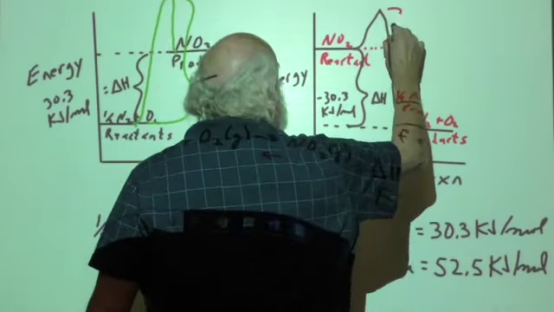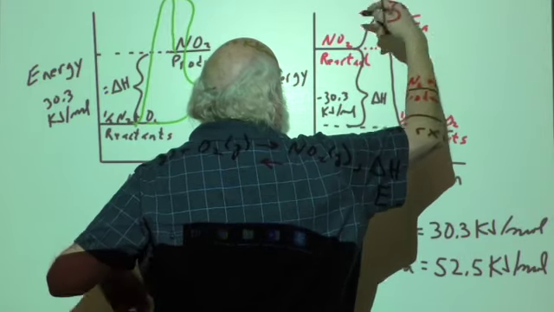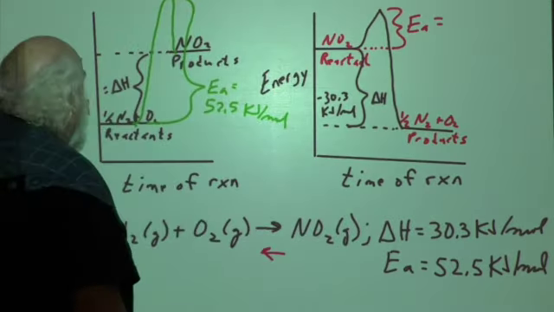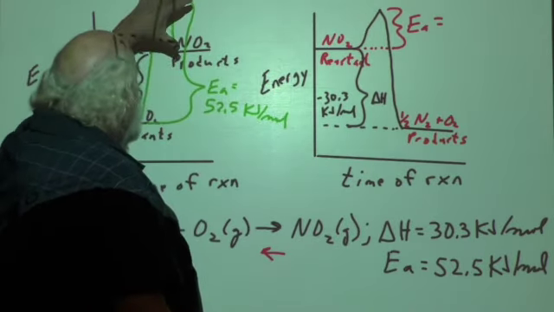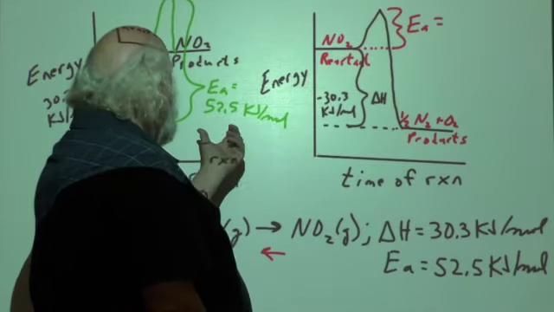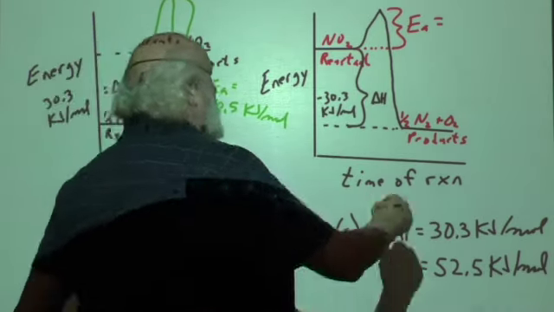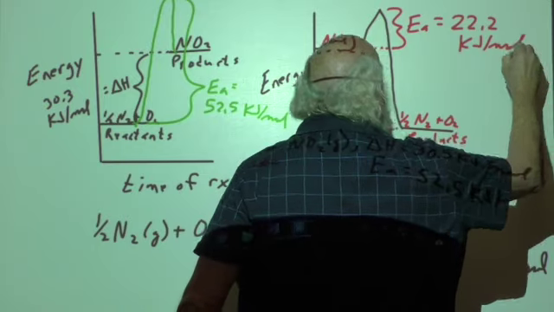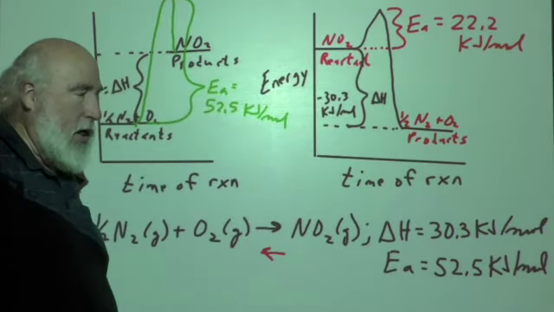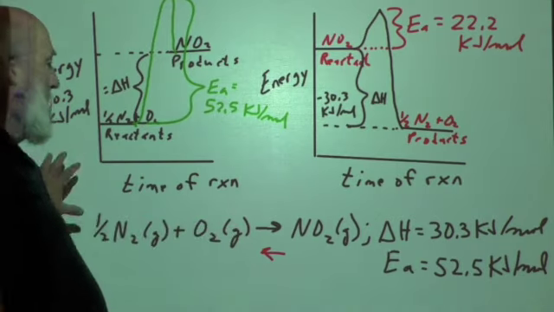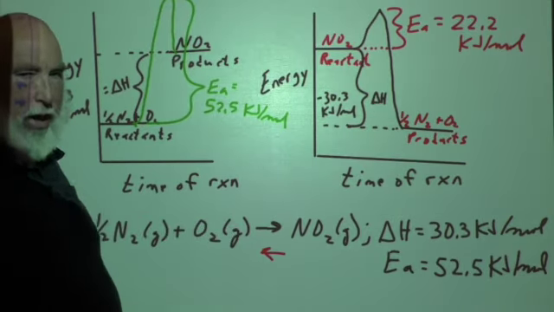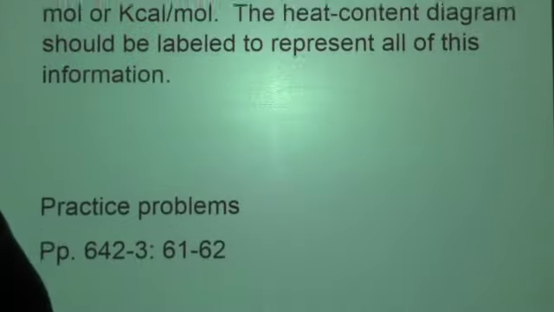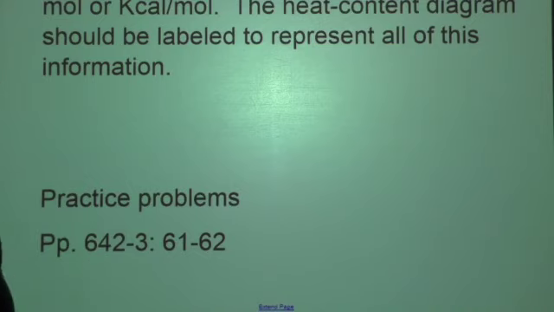Alright, so that is my new activation energy from the reactant up to the top of the hump. And that's going to be 52.5 minus the 30.3, and that gives us 22.2 kilojoules per mole. And again, remember, activation energy is always positive. You can't have a negative activation energy. So, that's what your diagram is going to look like in practice problems. And right here, 61, 62. Good luck!